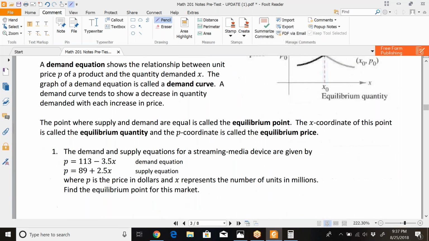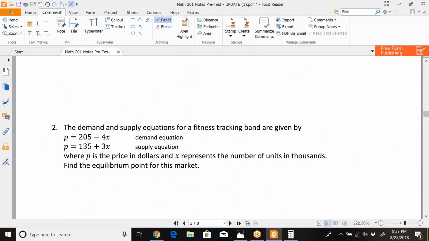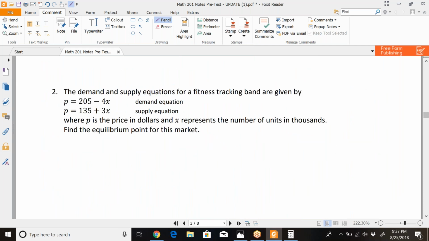Okay, so we skipped one of the equilibrium point problems. That was number 2 here. It says the demand and supply equations for a fitness tracking band are given by these functions. This is the demand equation, P equals 205 minus 4x, and P equals 135 plus 3x is the supply equation. Remember, P is the price in dollars, and x represents the number of units in thousands here.